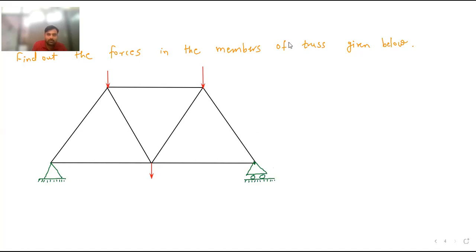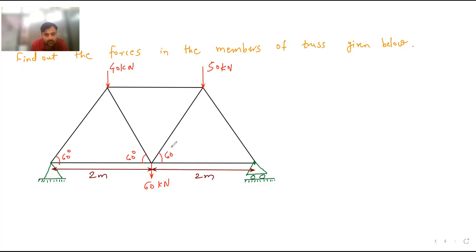Now I will give the names. First, I will give the dimensions. This is 2 meters. And further, it is also 2 meters. 2 meters and 2 meters. Loads: 40 kilonewton, 50 kilonewton, 60 kilonewton. And this angle is also given, 60 degree, this is also. So these are the angles.